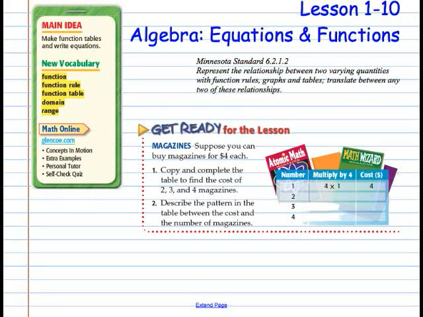This is lesson 110, equations and functions. Magazines. Suppose you can buy magazines for $4 each. Copy and complete the table to find the cost of 2, 3, and 4 magazines.